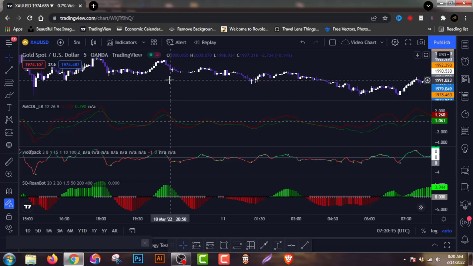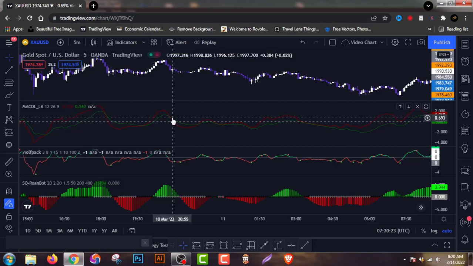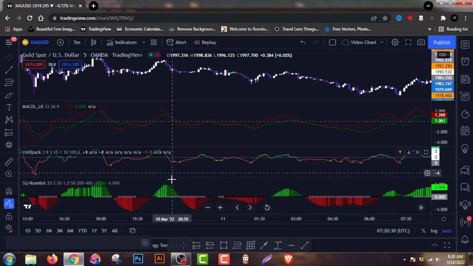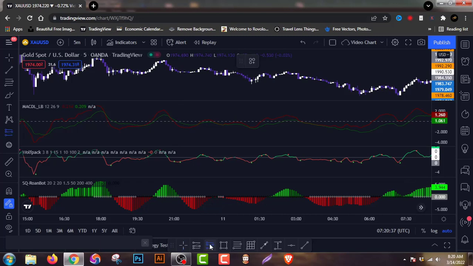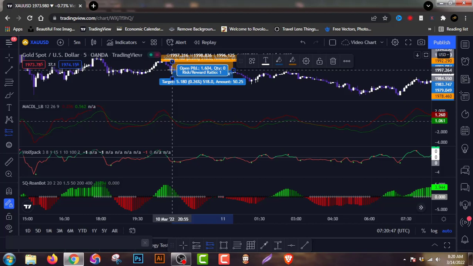So what we are looking for is this three-combination. The green should be above the red for a sell on the MACD leader. On the Wolfpack, we should see a red, and on the squeeze momentum, we should see a dark green with a white line, just like this. Okay, so that confirms our entry, and then we can go ahead and place our trade just on this. Okay, so placing our trade there and targeting a 1-to-1.5.